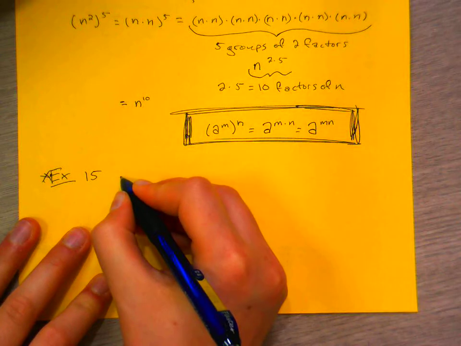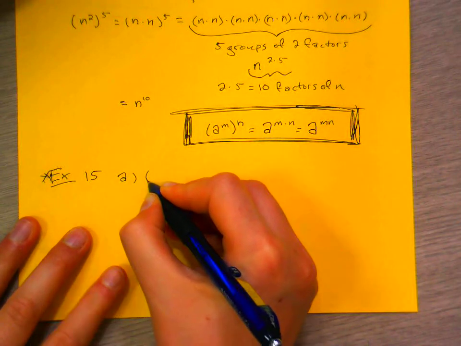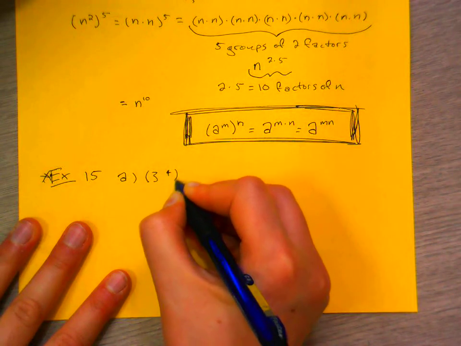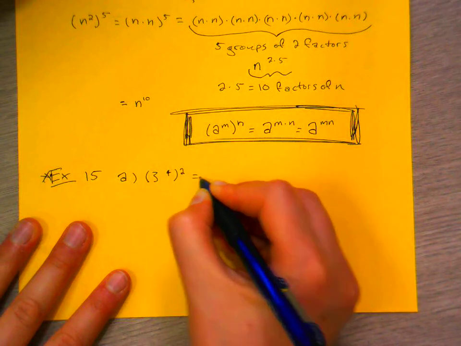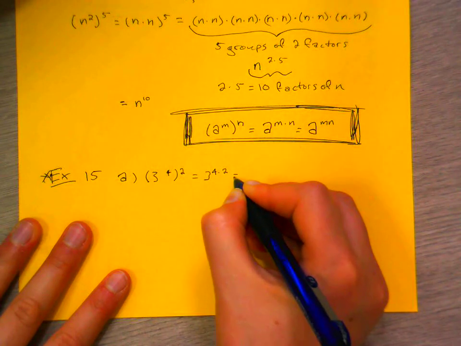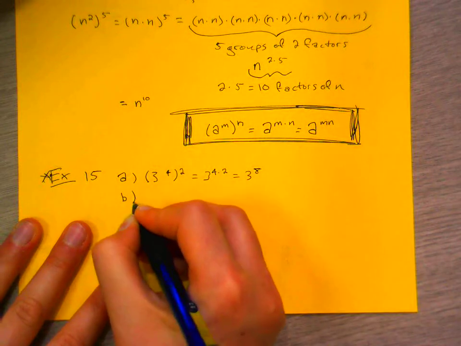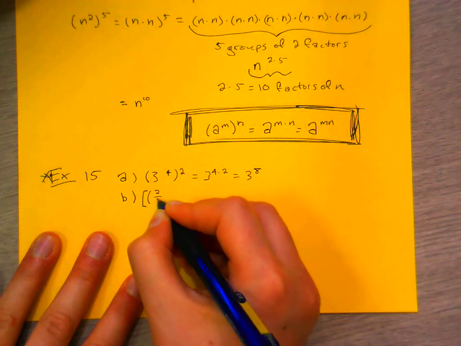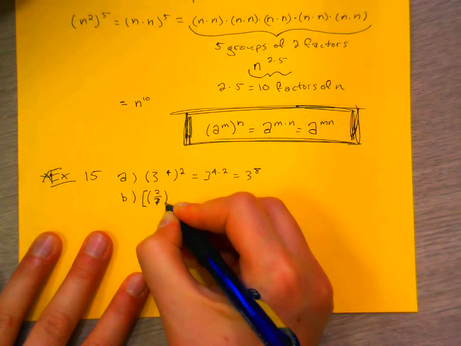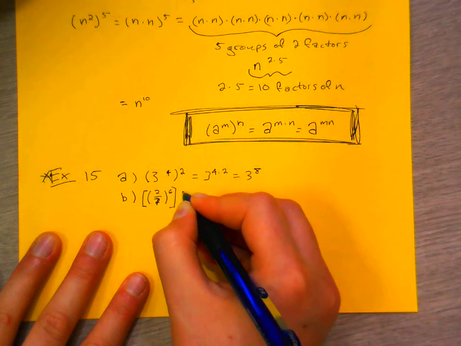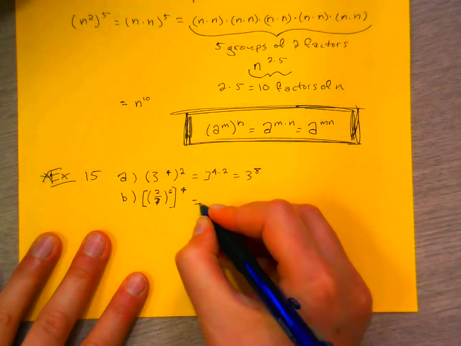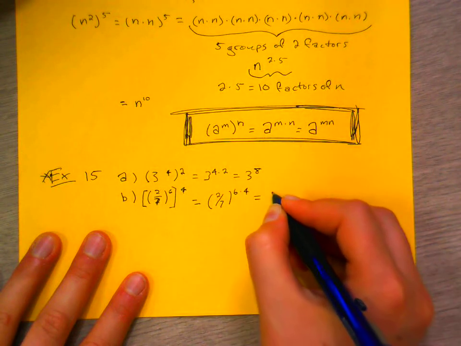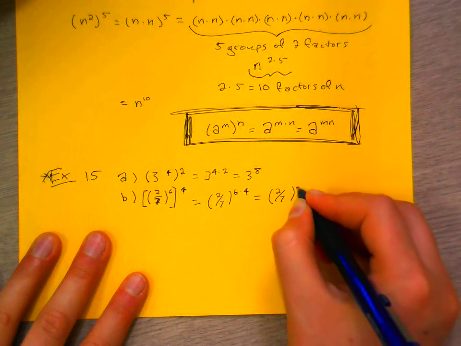Here we go. A. Simplify the expression. Write your answer in exponential notation. We don't actually have to evaluate. We just want to simplify. 3 to the power of 4, to the power of 2, equals 3 to the power of 4 times 2, equals 3 to the power of 8. B. We have big brackets and parentheses inside: 2/7 to the power of 6, the whole thing to the power of 4, equals 2/7 to the power of 6 times 4, equals 2/7 to the power of 24.